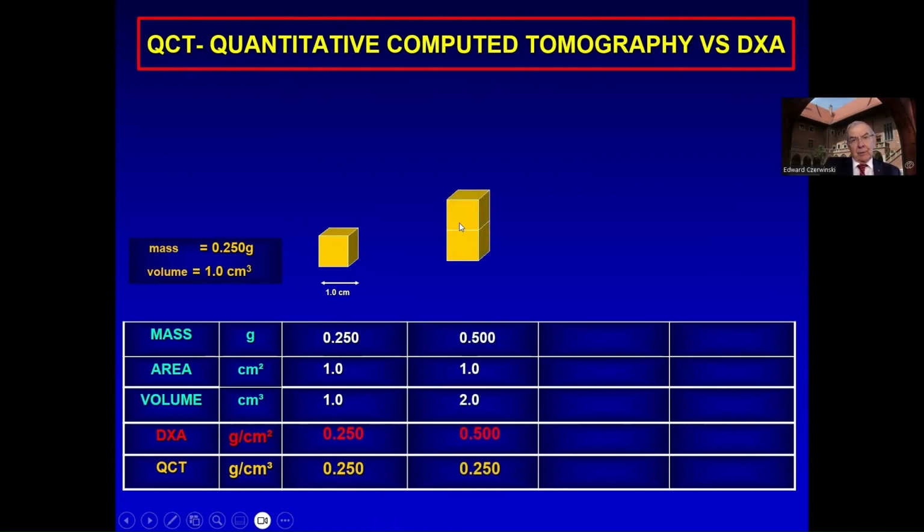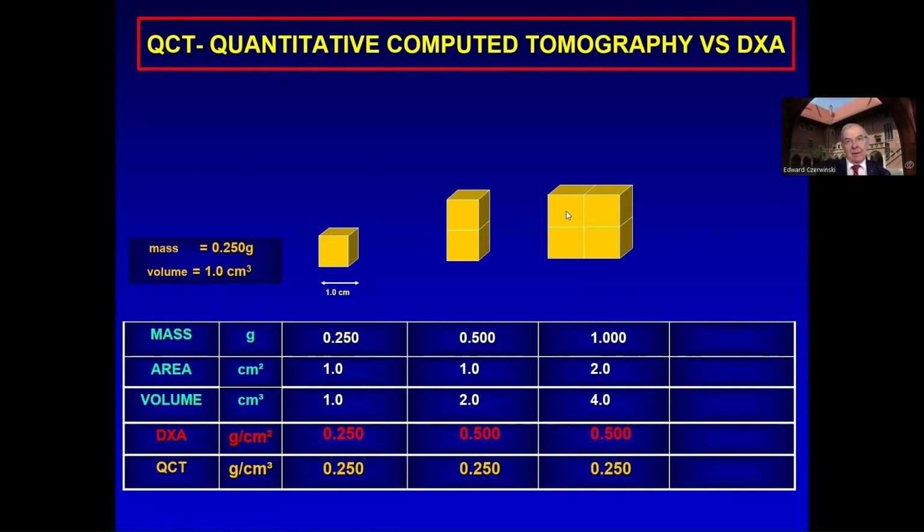If you put 2 cubes, we have area still 1 square centimeter, but height is 2 centimeters. QCT will divide by 2 and still give you 0.25. But DEXA will measure all of them and will give you 0.5, not 0.25. Now we have 4 cubic centimeters. So the area is 2, and the volume is 4.